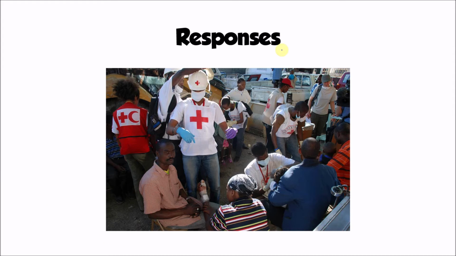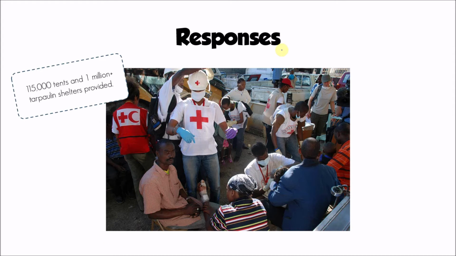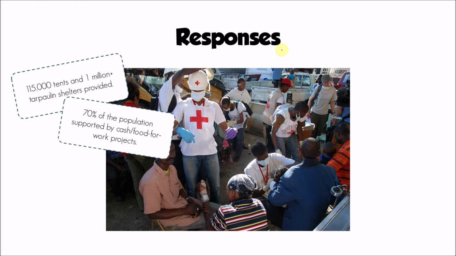In terms of the responses and the management of the hazard, quite a large number of people, around 1 million or so, were reached in terms of being provided with very, very basic shelter, so just tarpaulins that they could set up to create their own shelter. It's worth remembering though that 1.5 million people or more were made homeless by this earthquake. So even though 1 million people might have been provided with those tarpaulins, that's still leaving over 500,000 people left to fend for themselves.